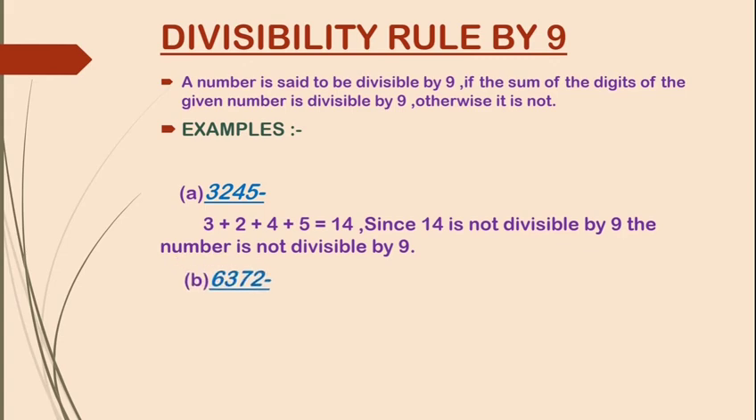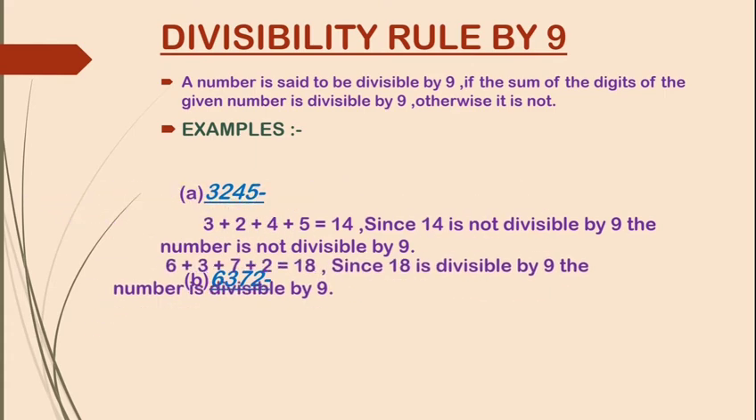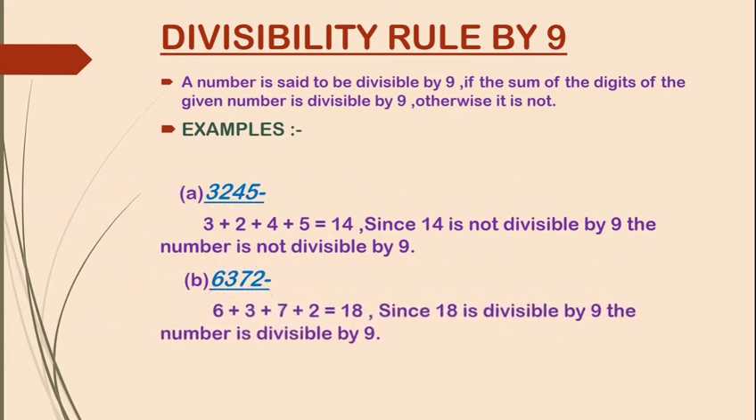Next comes the number 6,372. Let's add it up. So 6 plus 3 plus 7 plus 2 is equal to 18. So is 18 a multiple of 9? Yes, of course, 9 into 2 is 18. So the number is divisible by 9 because the sum of the digits is equal to 18, which is a multiple of 9.